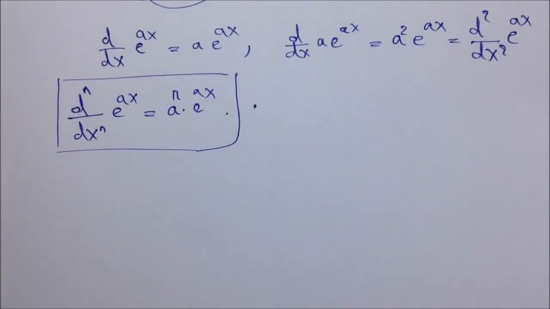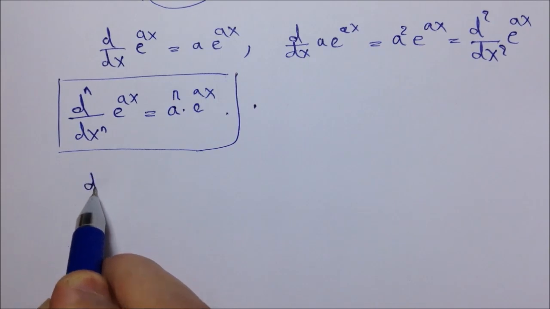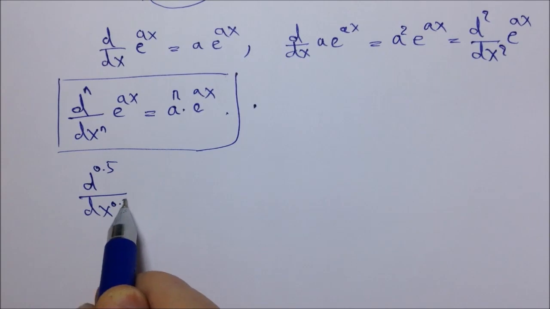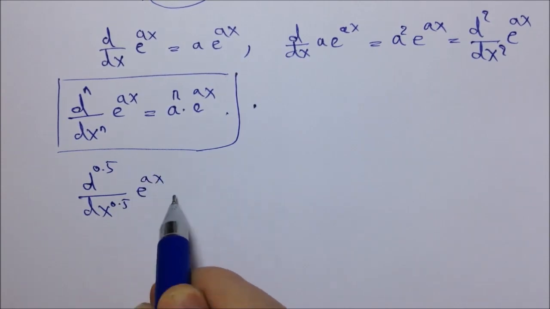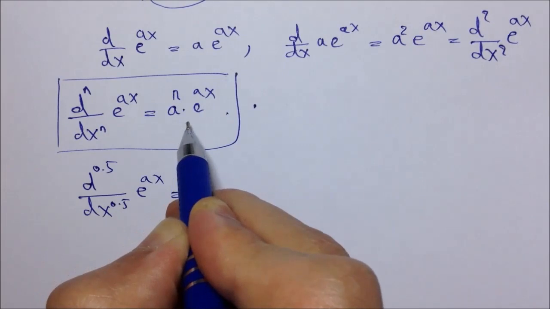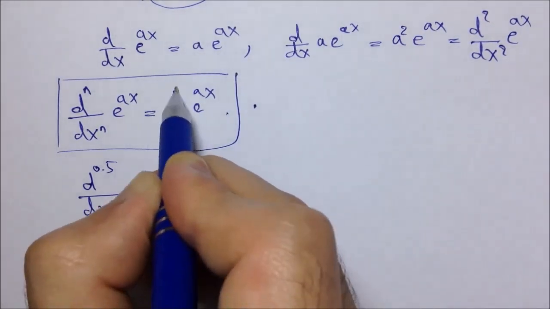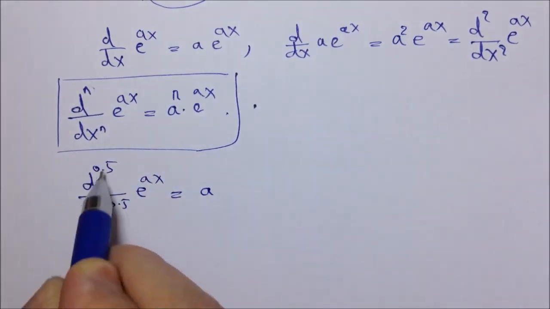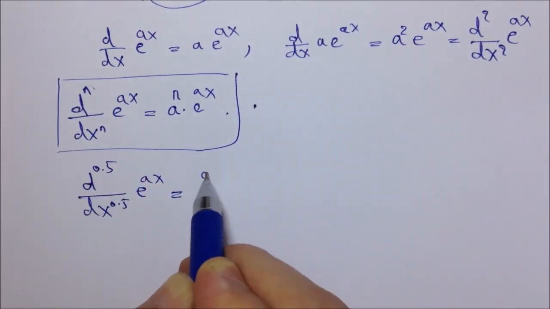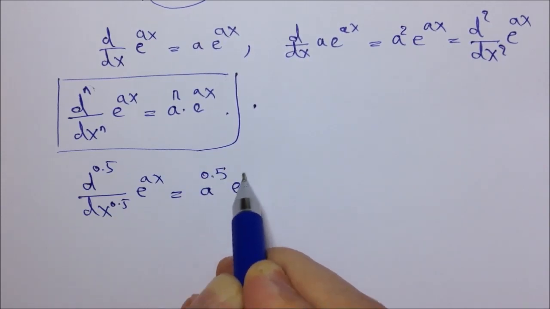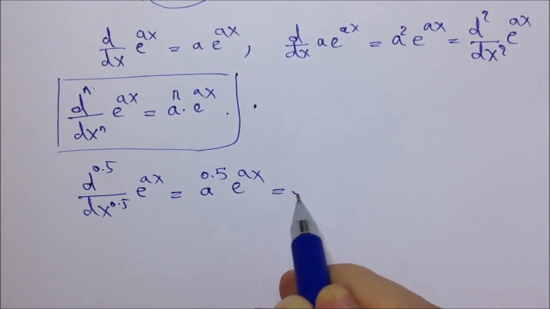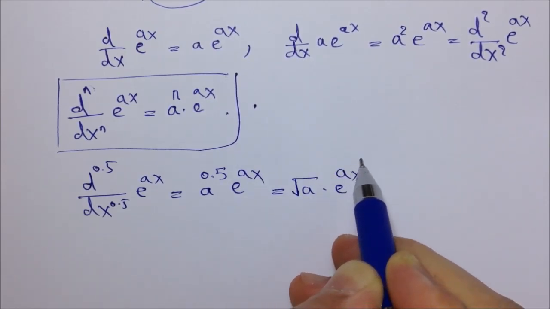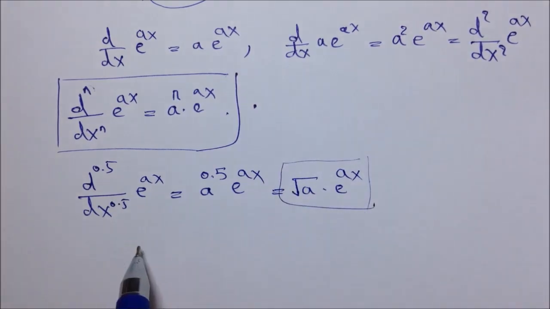For instance, if we have the 0.5 order derivative of e to the ax, then the result, according to this formula, is a raised to a power of n, which is equal to the order of the differentiation, which is 0.5 in our case. So a raised to a power of 0.5 times e to the ax, which is equal to the square root of a times e to the ax. Now if we took the 0.5 order derivative of this again, what are we going to get?